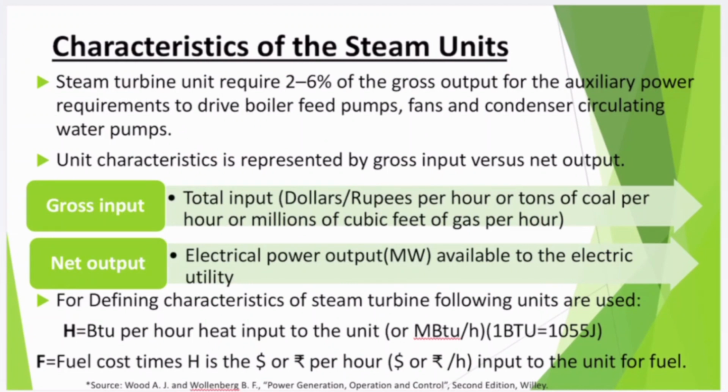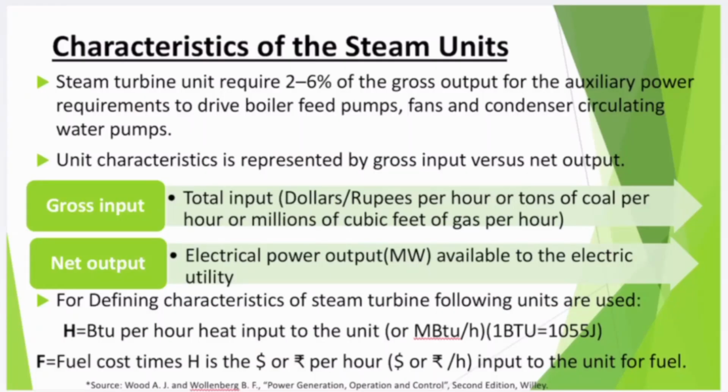Now, the characteristic of a steam unit is very interesting, because we need to understand what the input to my power plant is and what my output is. So we are very keen to understand the input-output characteristic of a thermal power plant or a steam unit. As you know, steam turbine units require close to 2 to 6% of gross output for auxiliary power requirement. So if you generate 100%, then probably 98 to 94% is available to me, and the rest is utilized for driving your boiler, fans, condenser, water pumps, etc.